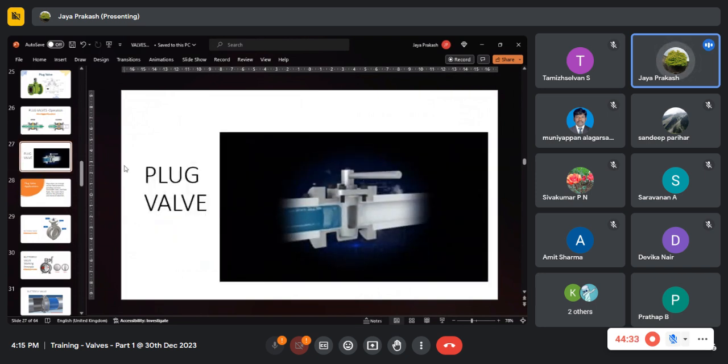You can see this plug valve. If the bore is turned to align with the pipe, the flow takes place. This is also very quick. You can open it with quick operation. With a quarter turn you can close, or within a quarter turn you can open the valve. So this is the plug valve.